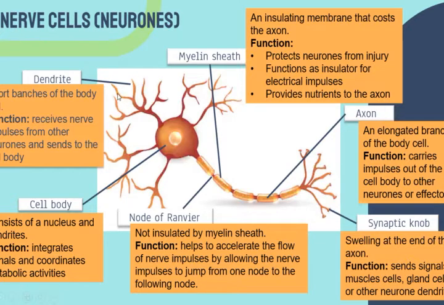The flow of the nerve impulse starts from the dendrite here. The dendrite will receive the nerve impulse from the other neuron and send it to the cell body. Then the cell body will send the nerve impulse to the axon, and on to the synaptic knob. The synaptic knob will send the signals to the other neuron or to the effector.